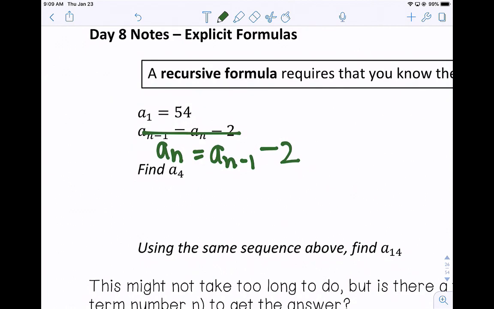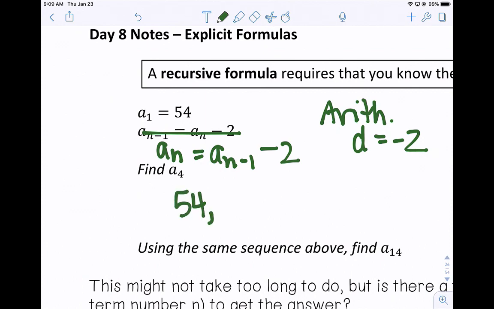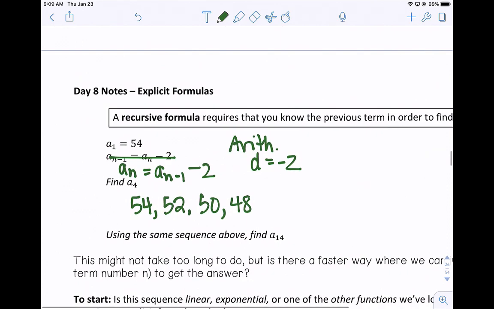So if I asked you arithmetic or geometric, you'd say, hey, we're subtracting 2 every time. So this is arithmetic, which means the common difference is -2. Then it says find the fourth term. So we would do 54. We would subtract 2, 52, subtract 2, 50, subtract 2, 48. So we would say the fourth term is 48.